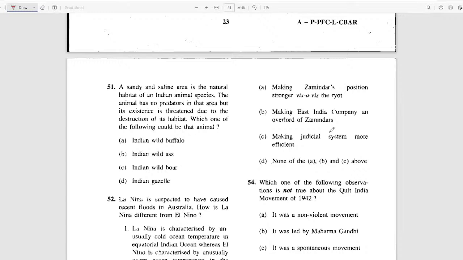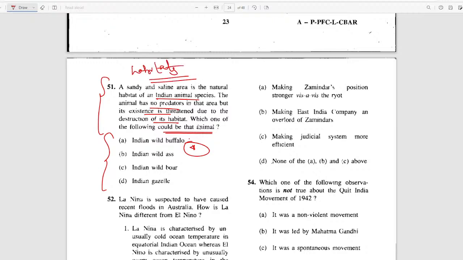51st question. The sandy and saline area is the natural habitat of an Indian animal species. The animal has no predators in that area, but its existence is threatened due to the destruction of its habitat. Which one of the following could be that animal? First of all, go through all these animals. These are all important because this has already been asked here. And here, see the manner in which they're asking questions. You have to not just know the animals, you have to know their presence, where they are found, the habitats of that animal, and whether it is threatened or not.